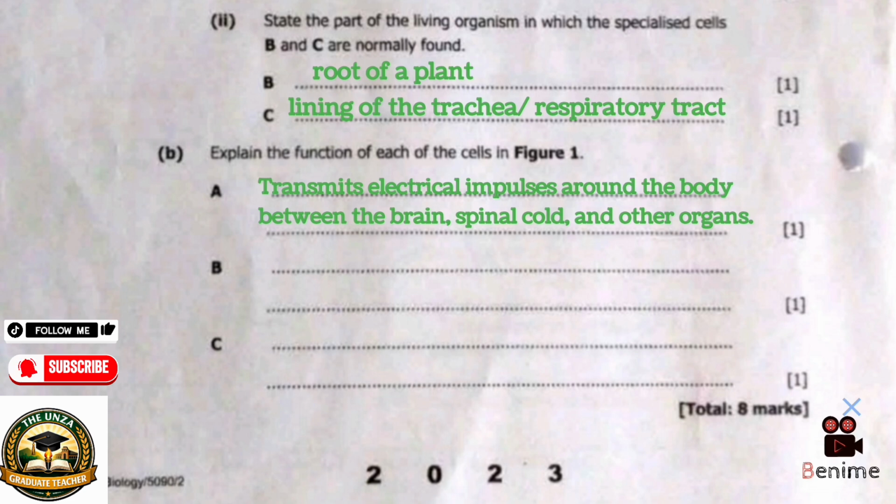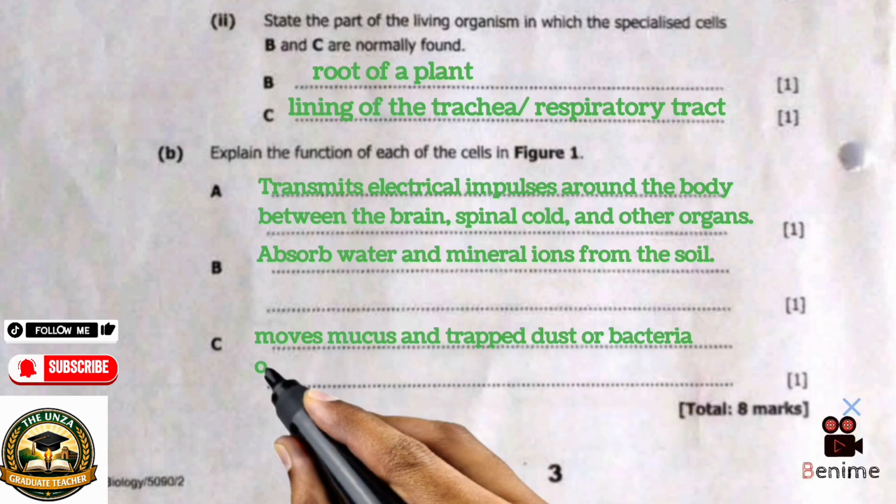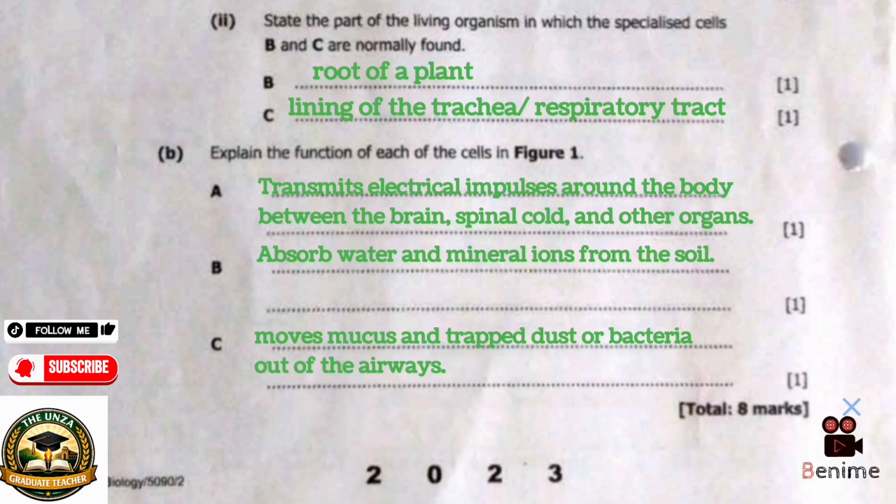Now we need to look at the function of the root hair cell, which is to absorb water and mineral ions from the soil. Now we need to look at the function of C, the ciliated cells. We are going to say it moves the mucus and trapped dust or bacteria out of the airways.